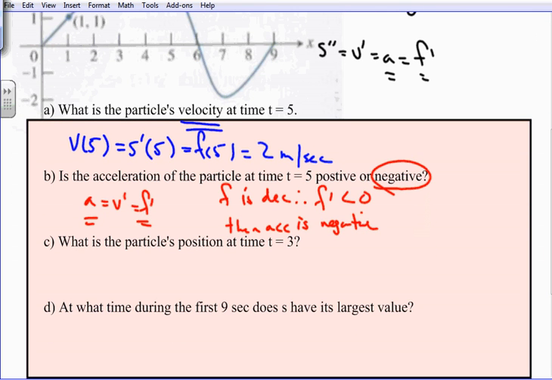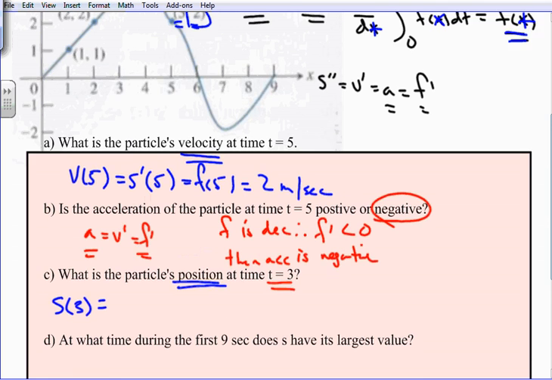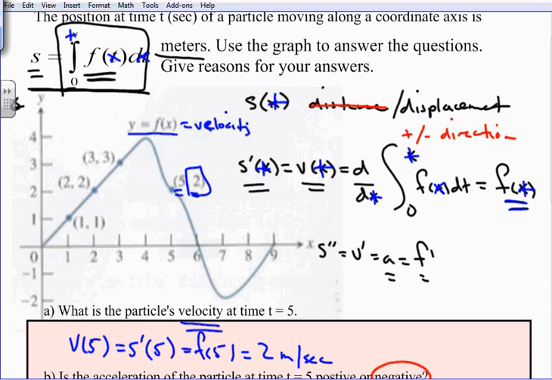Okay, we'll continue on. What is the particle's position at time t equals 3? Position refers to s, so we're trying to find s of 3. To find s of 3, we're going to look at our original function. S of 3 is the integral. That's really important.